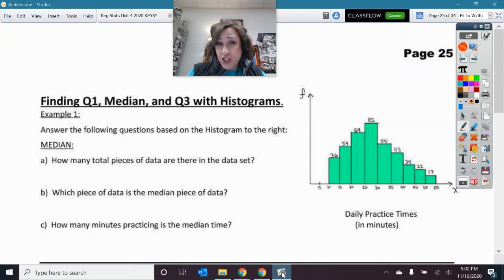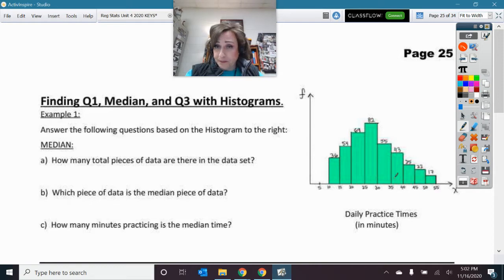Right, we're going to do part 2 of our information on histograms. We want to be able to locate our 25th percentile, our Q1, our median, and our Q3 in this histogram. That's interesting, kind of a strange idea, trying to find that middle piece of data. So let's talk about this.